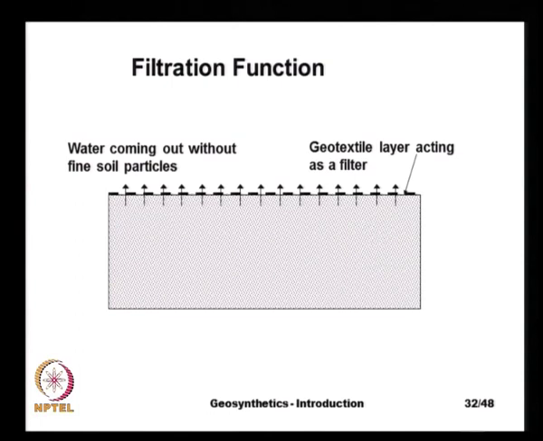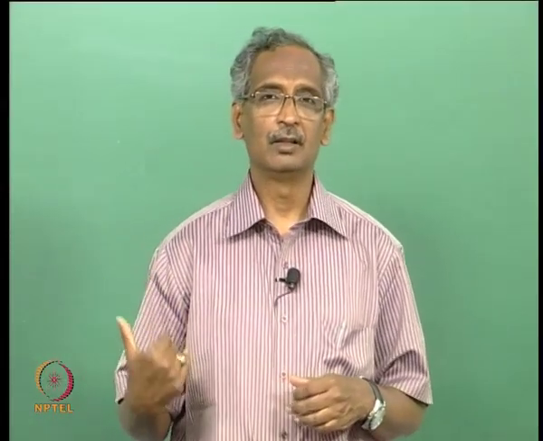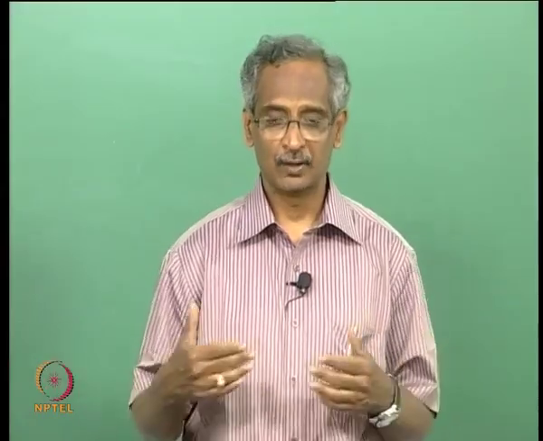And the filtration function is shown here. Because of the placement of a geotextile, which has some specific openings in it, it allows the water to come out from the ground, but it does not allow the fine soil particles to escape from the ground, and so it prevents the piping of the fine soil particles. Because of this, the subgrade can retain its strength for a very long time, even if there is a lot of moisture in the ground, like in the form of rain or surface water and so on.